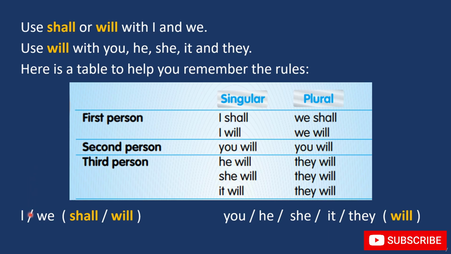This is what I said again. I and we, will or shall, both are right. But you, he, she, it, or they, only will.